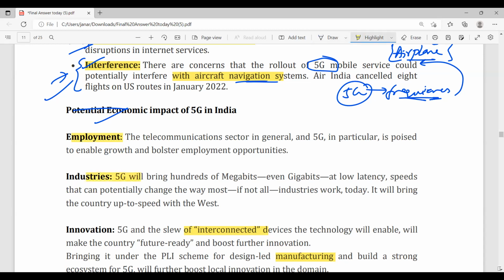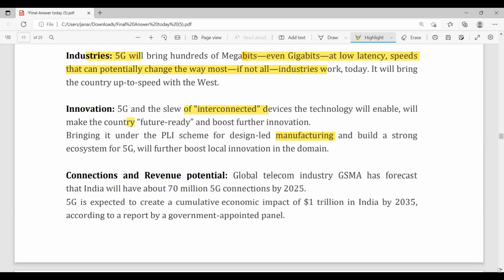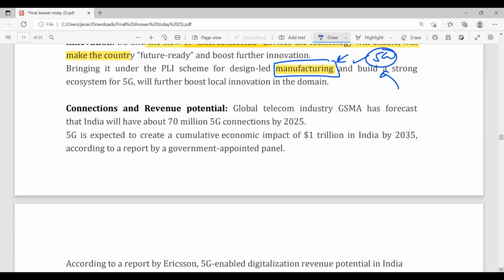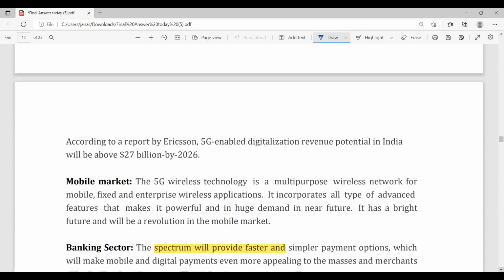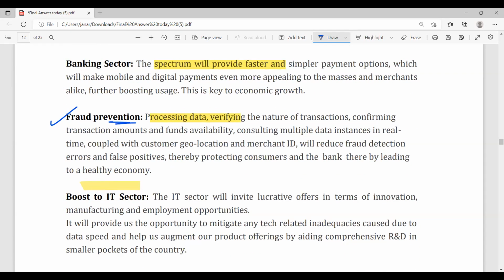Employment, industrial applications, faster turnover, monitoring, SCADA systems, automation of industrial equipment, interconnected things, IoT, you can write all these points, not written here. IoT can be developed in a big manner. We can focus now at least on manufacturing of 5G compatible goods. At least now we can do Atmanirbhar Bharat, huge revenue potential, a lot of services: education, marketing, e-commerce, banking, fraud prevention, because more speed will be there. The data can be processed more.